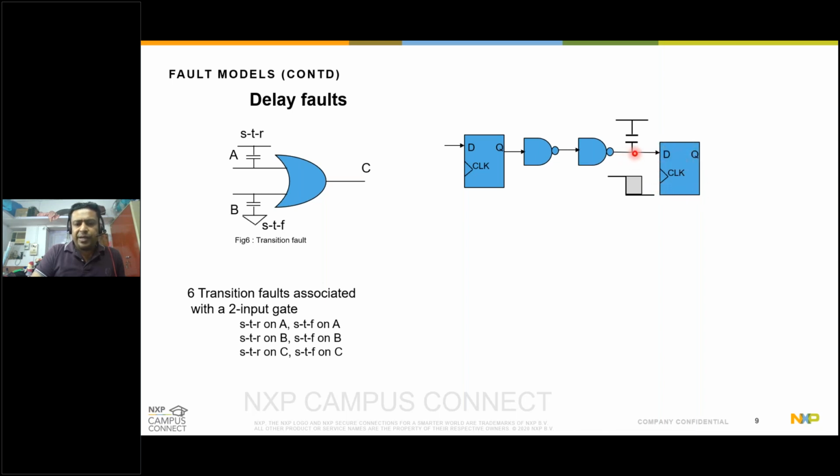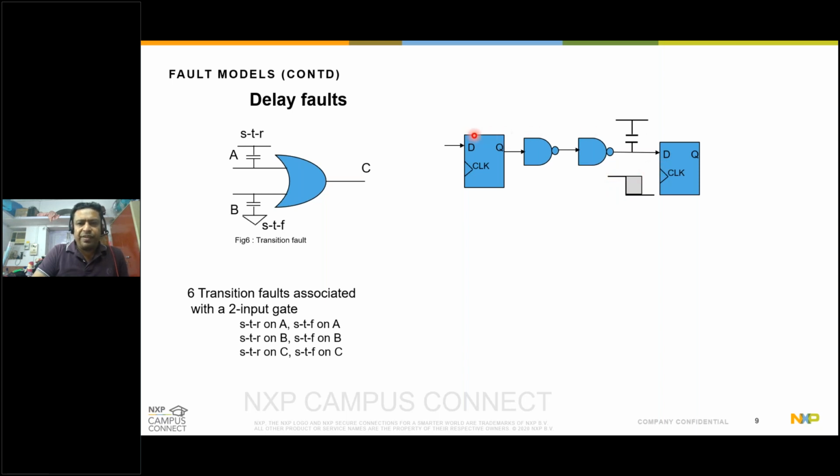Now, due to a defect, it may happen that there is a capacitive coupling on the D input of this flip-flop with the supply rail. What this coupling will do is slow down the transition on this particular D node, a transition of high to low. It will slow down that transition, and this capture flop may not be able to capture the proper value of this transition. So earlier, if your circuit was to operate at 100 megahertz, because of this slow high to fall transition, it may now only be operable at 50 megahertz.